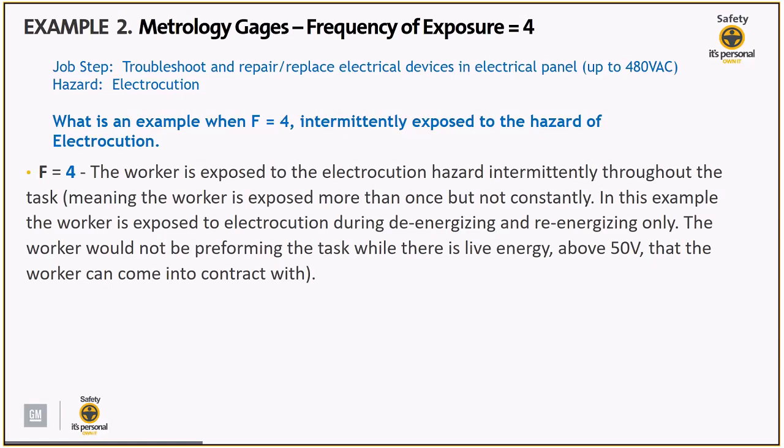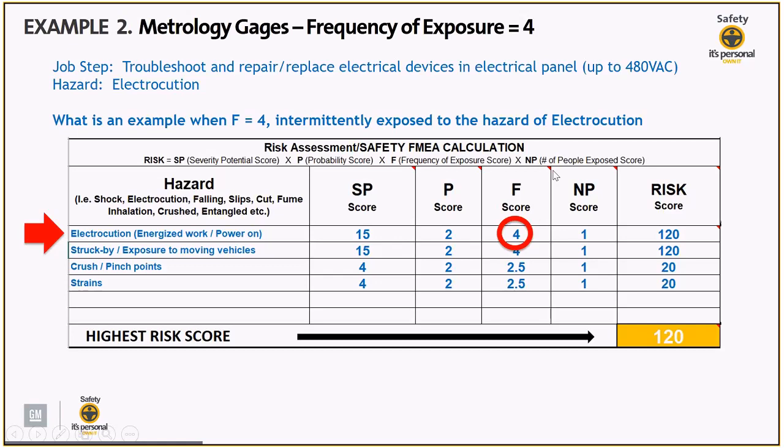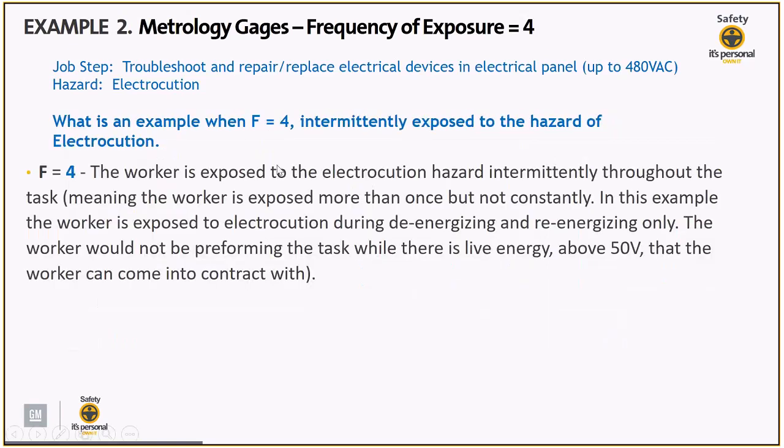So if we had the exact same example for the metrology gauges, and there was not a nearby energy source, and all the energy was de-energized, an acceptable score for frequency of exposure would be a 4. So once again, with the exact same example we just went over with metrology gauges, we're just explaining where a number 4 can be used and is acceptable. That would be an acceptable answer from the seller if they wanted to use the number 4.